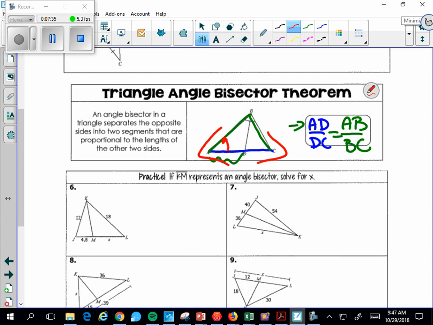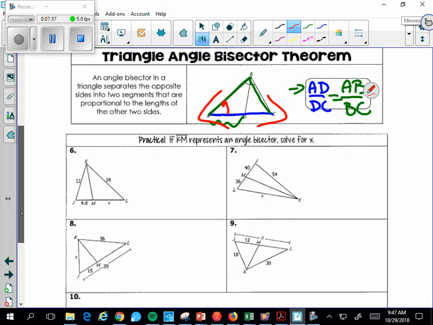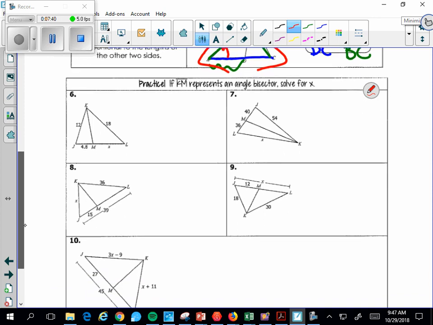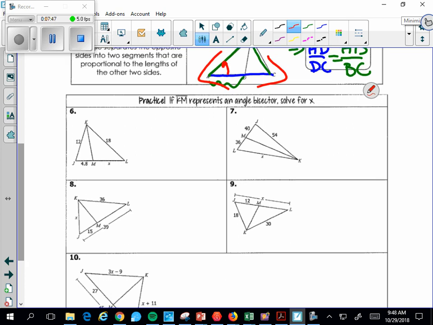So if I'm looking over here, for example, in number 6, and I'll do a couple of these with you guys. In number 6, like I said up there, this is an angle bisector. So that's my bisector. I'm looking at the two pieces that it splits it into. I'm making that my first ratio. And I'm going to say that's equal to, my numerator is going to be whatever is close to my x, so 18, over whatever's close to my 4.8, which is 12.